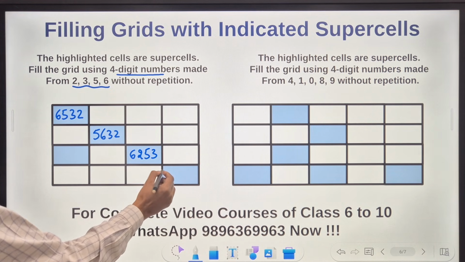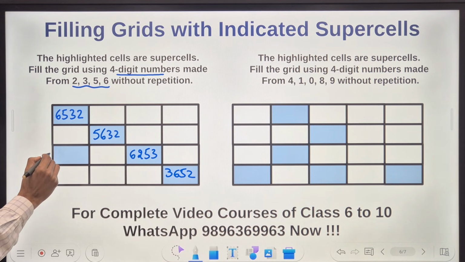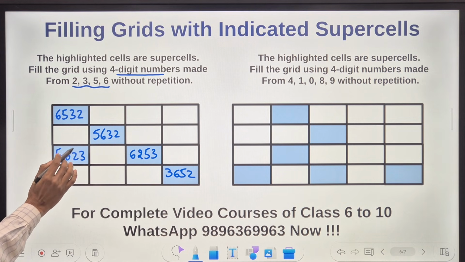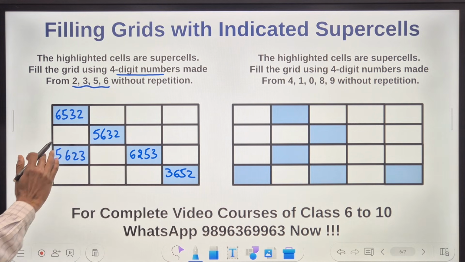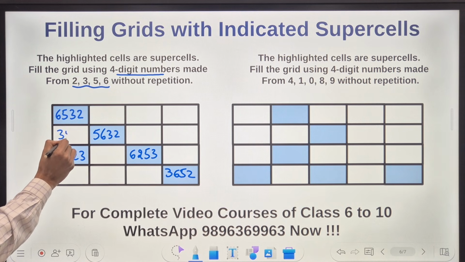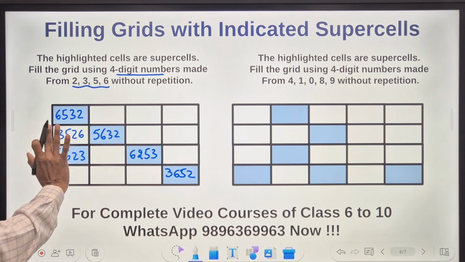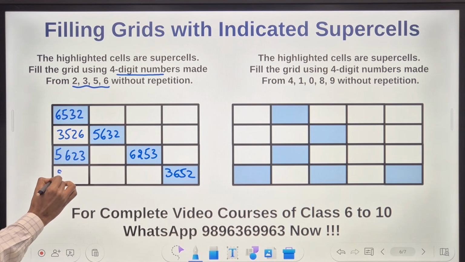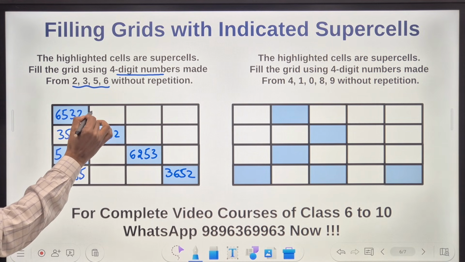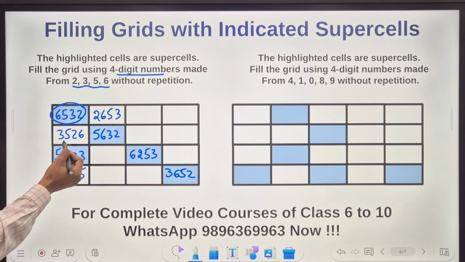and then let's take a smaller number also, 3652 here, and another supercell, so beginning with 5, maybe 5623. So you just need to take care that you are not repeating the 4-digit number. Okay, so I have written some numbers here. Now this number has to be smaller, so maybe a 3526. Now does anyone become supercell here? Not yet. Let's try a smaller number, 2365 here. Still it doesn't make anything supercell. 2653 here. Now this becomes a supercell because it is greater than these two.